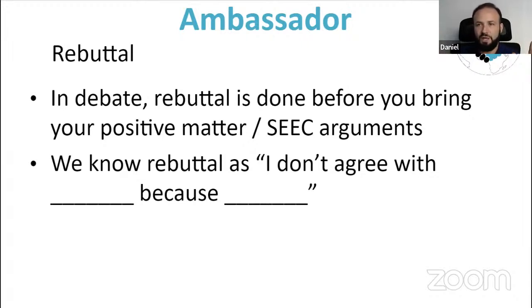Rebuttal also, by the way, doesn't need to be these shorter, I don't agree with because. It could actually be a full seek argument like we've done, where you can spend the entire seek argument really deconstructing the other side's case, like we saw with some of the drills. Okay, so this is the place of rebuttal within any speech. By the way, the proposition can also refute or rebut the opposition's points. So both sides are disagreeing with each other.